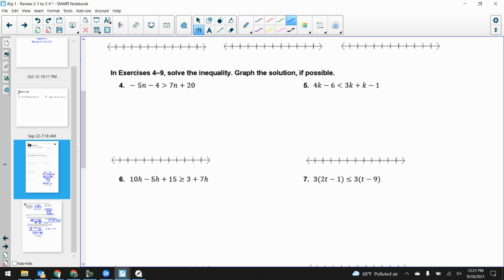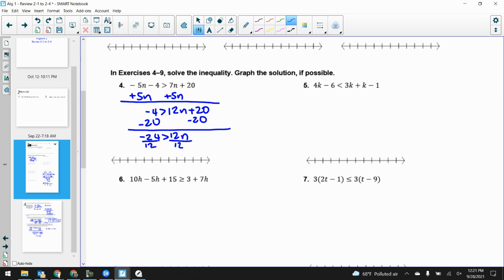So the first thing I'm going to do is get rid of the little guy by adding the 5n to both sides, which gives a negative 4 is greater than 12n plus 20. Okay, subtract the 20 from both sides. Get the numbers away. It gives me negative 24 is greater than 12n. And then I can divide by 12.